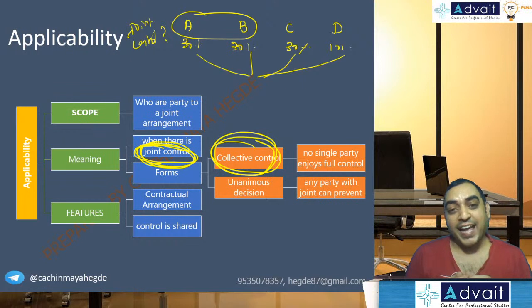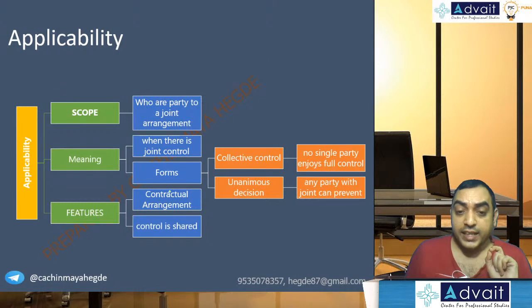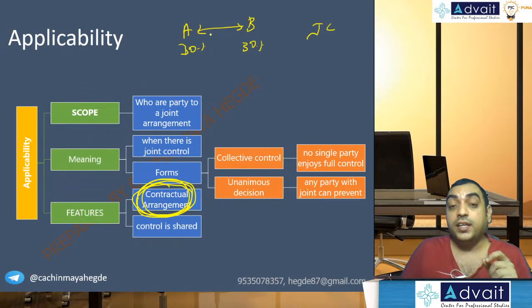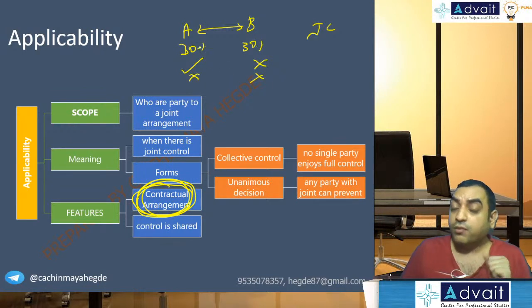I'm sorry. The answer is not necessarily. That is why read one more thing. There has to be a contractual arrangement. So A is having 30%, B is having 30%. You can't say there is joint control. There has to be a contract between A and B: that unless we both agree, we will not vote. So what will happen if A votes, B does not vote? No control. If A does not vote, B does not vote, no control, right?